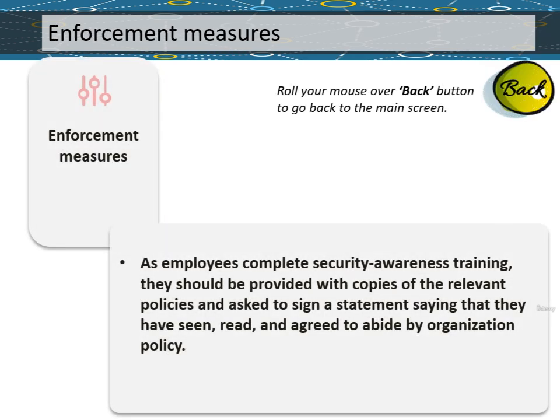Enforcement measures. As employees complete security awareness training, they should be provided with copies of the relevant policies and asked to sign a statement saying that they have seen, read, and agree to abide by the organization policy.